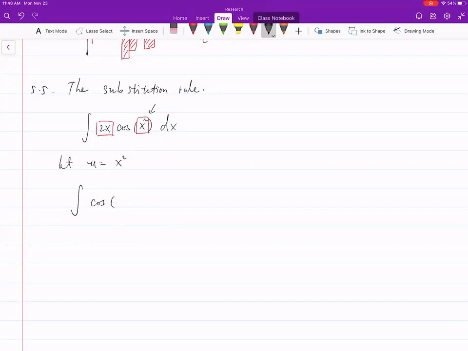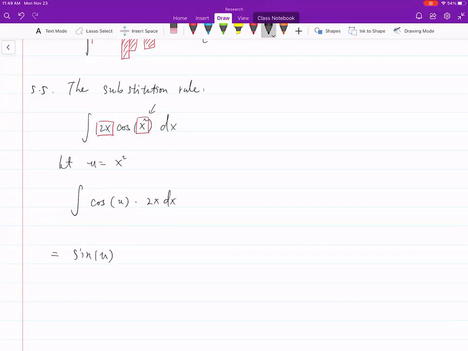Which changed to this. Now I can ignore x squared and focus on cosine. And if I focus on cosine, I know it's sine. Because the distraction is gone. Good so far? Okay. But the distraction should be there.